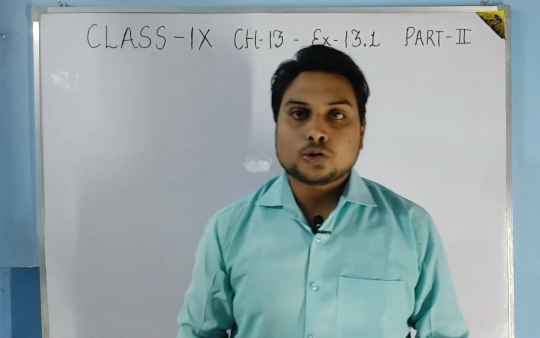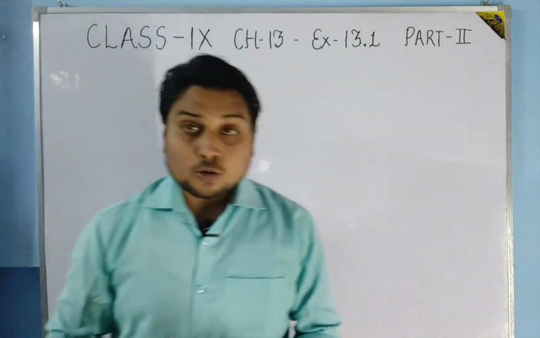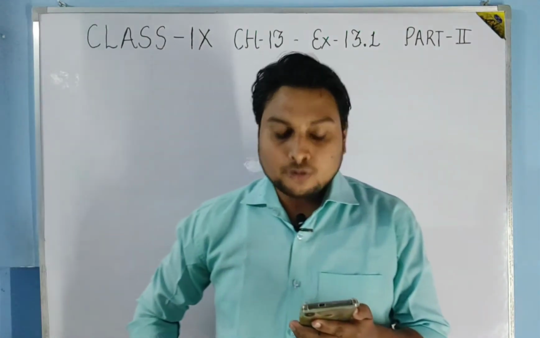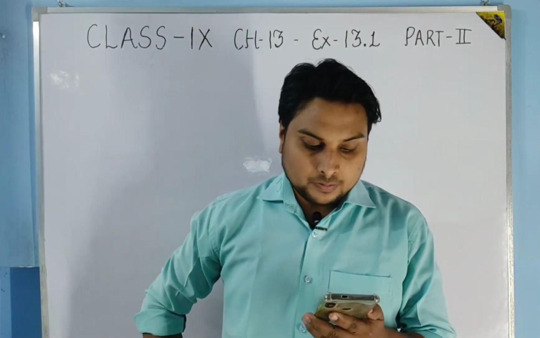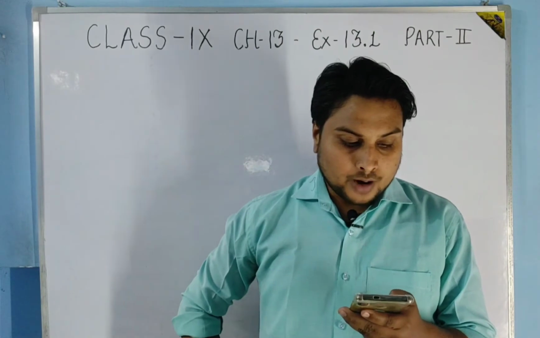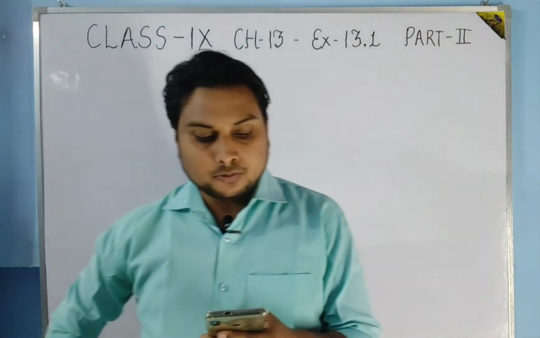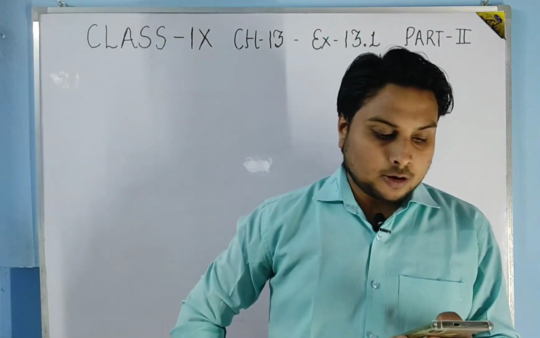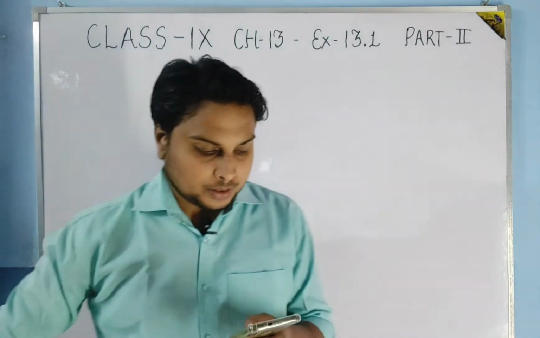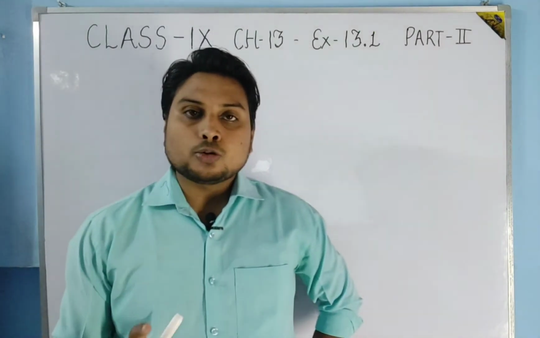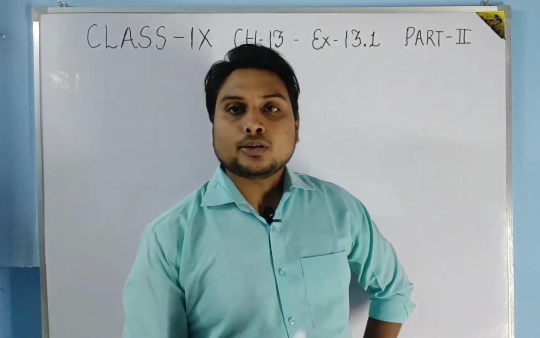Coming to the second question, students. The second question is: the length, breadth and height of a room are 5 meter, 4 meter and 3 meter respectively. Find the cost of whitewashing the walls of the room and the ceiling at the rate of rupees 7.50 per meter square. So students, try to understand. This question is exactly like the first question.